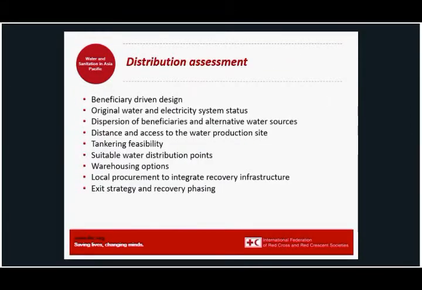The distribution assessment also needs to consider that each context will need a different approach. For the distribution assessment, we need to consider the dispersion of beneficiaries, the distance to the water production site, the status of any original water system and electricity connection if they were existing, the type of truck available and road condition, the water distribution areas and the warehouse in the region.